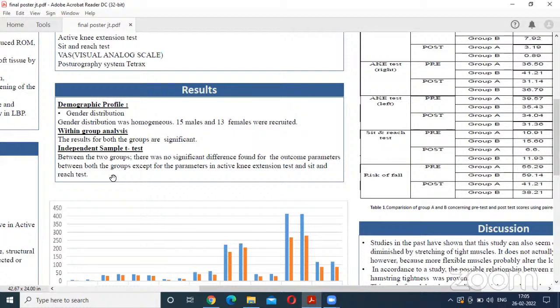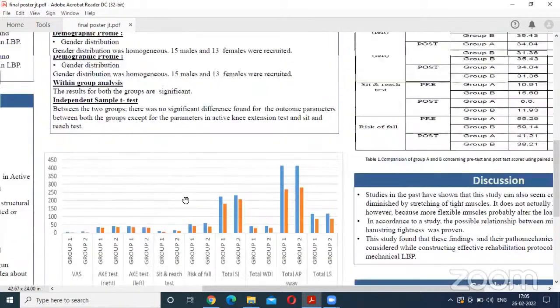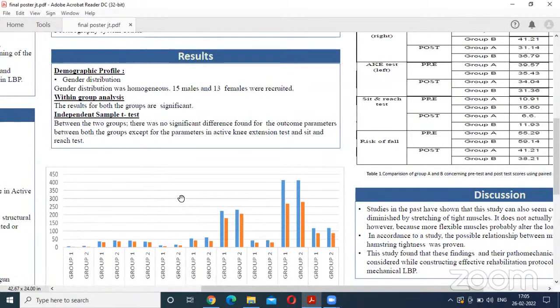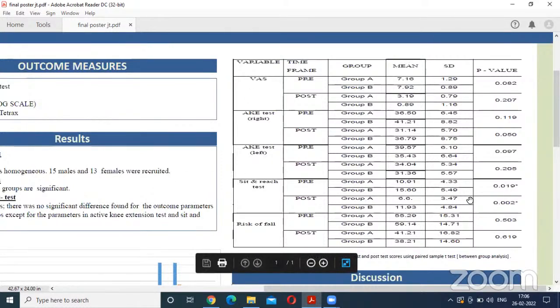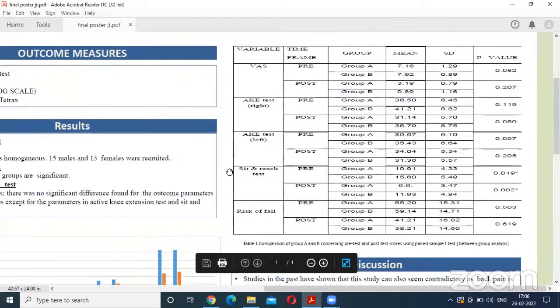Results: for the demographic profile, the gender distribution was homogeneous, with 15 males and 13 females recruited. Within group analysis, the results showed significance for both groups, as you can see in the table below. For the independent sample t-test between both groups, there was no significant difference found for the outcome parameters except for the active knee extension test and sit and reach, where significance was found.